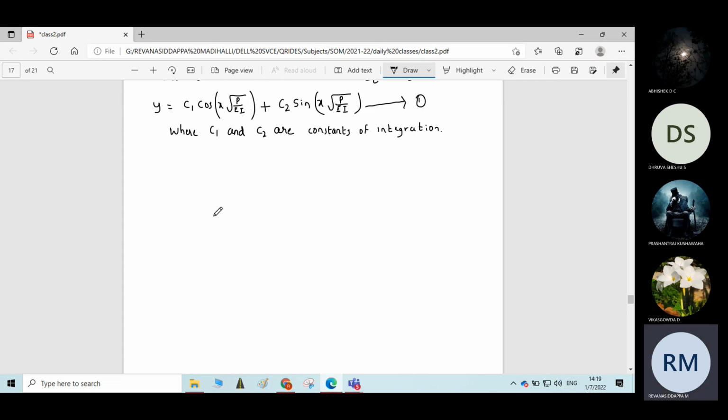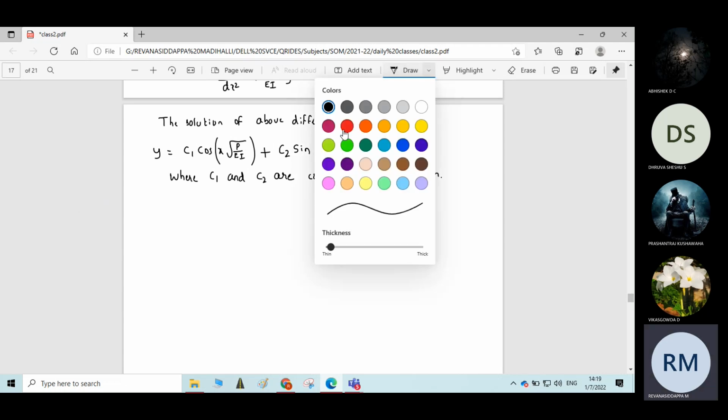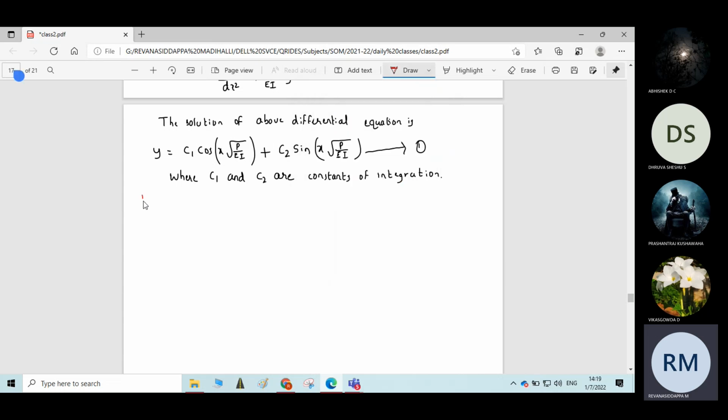We will move on to the second step, applying boundary conditions. It is very easy, just simple mathematics is there.